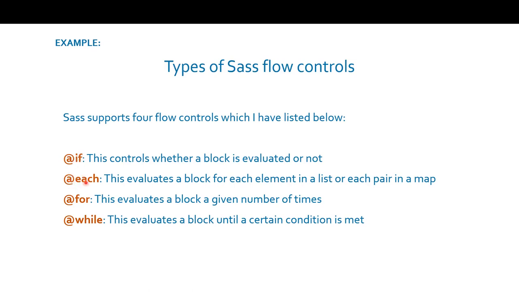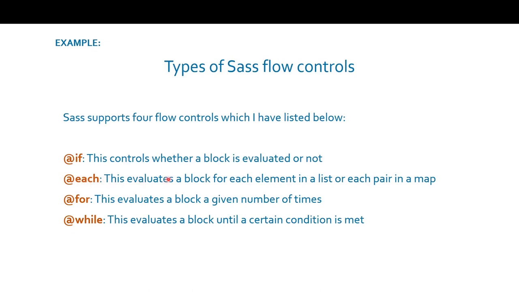Then we have @each. What we use @each for is that it evaluates a block for each element in a list or each pair in a map. So we use this to perform a task based on the content of a list or a map. We have a list, like a container containing items, and we want to do something for each of the items in the container, like get the name. That's the kind of thing we use each to do.